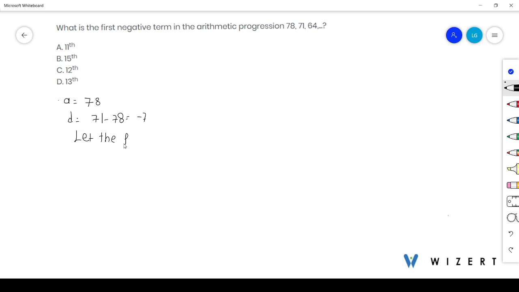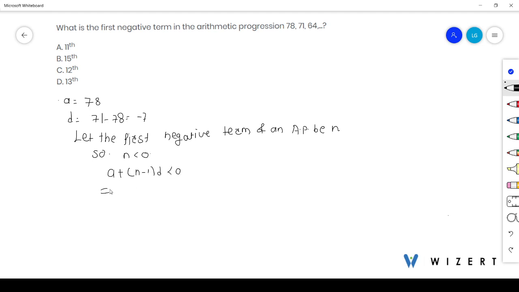Let the first negative term of an AP be n. As this is negative, this is less than 0. Now the nth term of an AP is given by a plus n minus 1 into d.